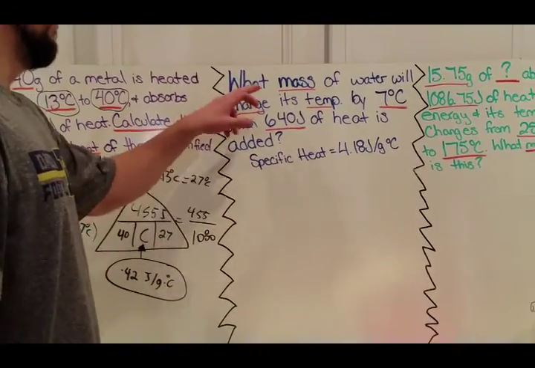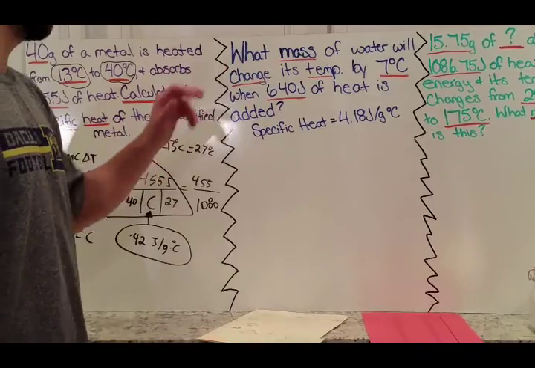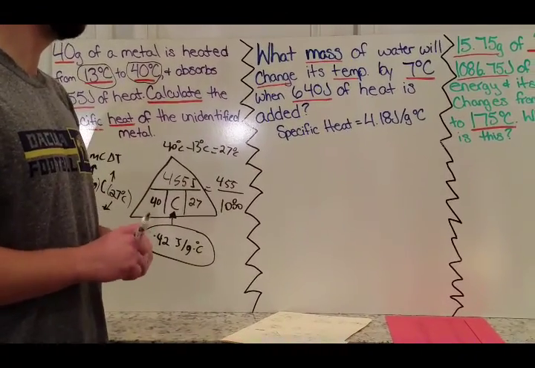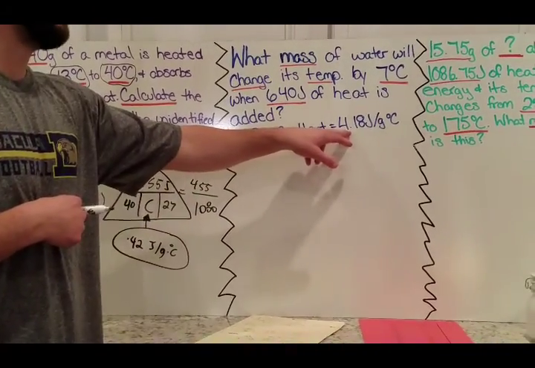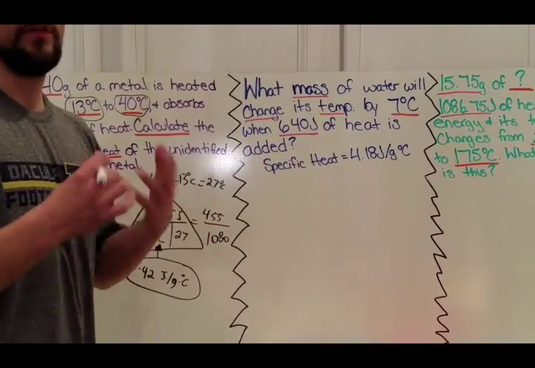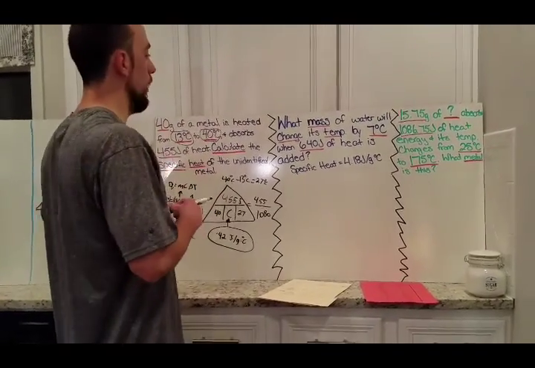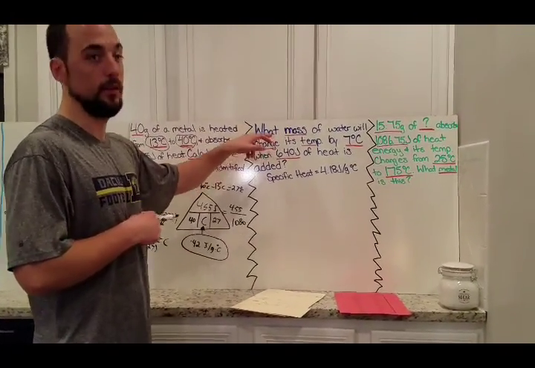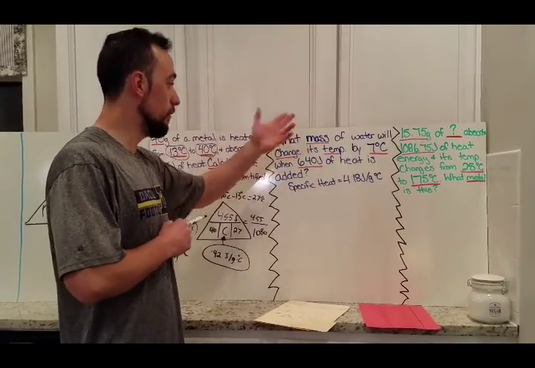So, what mass of water will change its temp by 7 degrees Celsius when 640 joules of heat is added? Specific heat for water in this problem, we're going to use this number. Okay? It's already given to you, so you don't have to freak out about that. Alright, so first thing we get to, we can go ahead and say that we see mass. Okay, sorry, there's a bug. So, we can see that there's mass there. So that's what we're solving for.